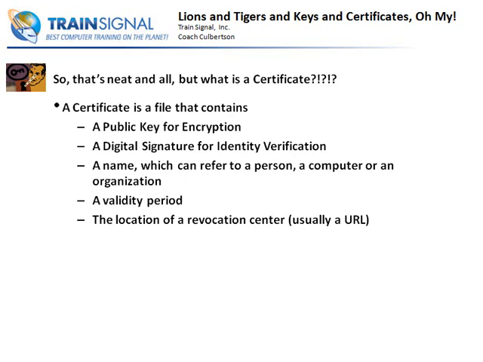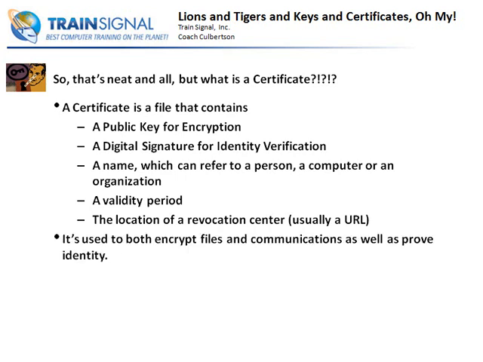Now, the revocation center basically is a server out there that actually holds a revocation list. I'll talk to you about revocation lists a little later on in this video. But basically, it provides us the location. It's usually a URL that allows us to check to see if that certificate is still valid or if it's been revoked. Now, here's the thing: I want you to understand that a certificate is used both to encrypt files and communications, as well as prove the identity of the user or the machine or whatever have you. So it actually has a dual function.